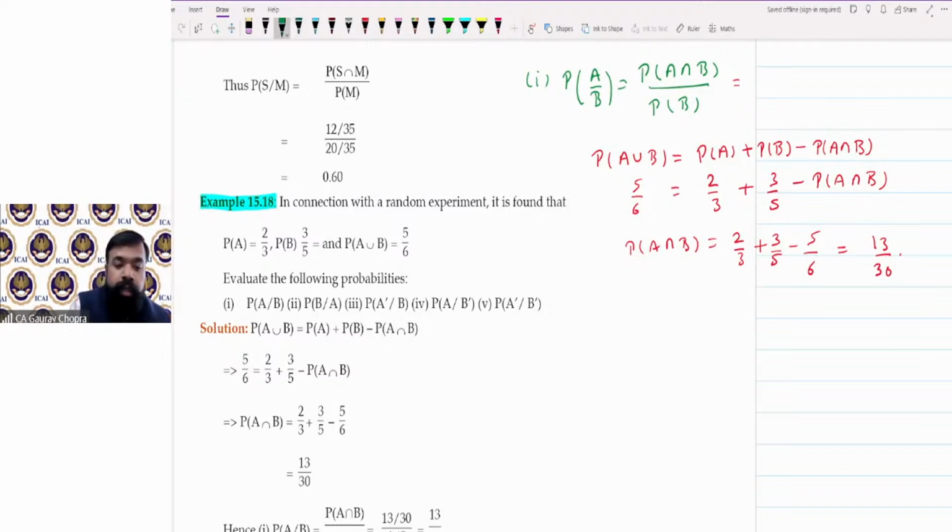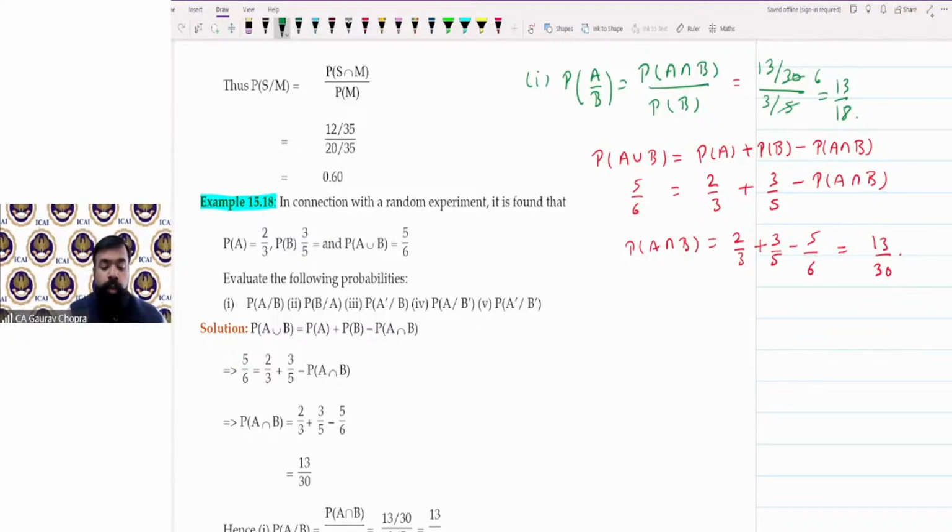Now you can write here in the numerator 13 upon 30 divided by probability of B. So what is the probability of B here? It is 3 by 5. So let's divide by 3 by 5. Now you can do some calculation and get the result. So the final answer will be 13 upon 18. So this is the first answer, probability of A upon B.